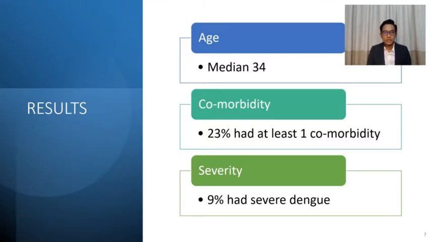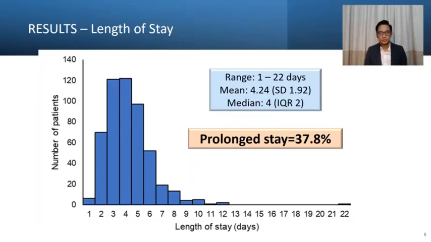The result: the median age of patients was 34 years, and 23% of patients had at least one comorbidity. 9% of the patients were diagnosed with severe dengue. This figure shows the distribution of the length of stay among patients who were admitted to Hospital Canselor Tuanku Muhriz. The length of stay ranged from 1 day to 22 days, and the median was 4 days. There were 37.8% of patients who had prolonged stay.